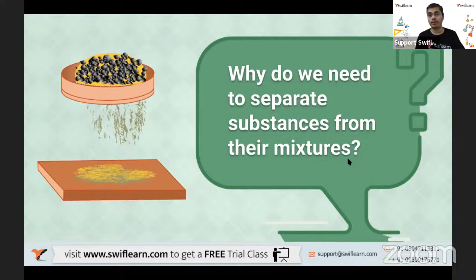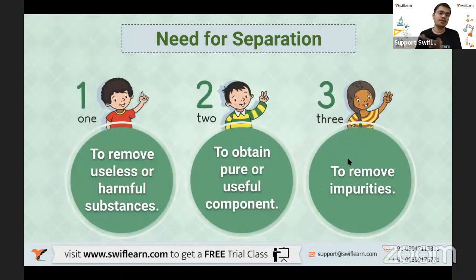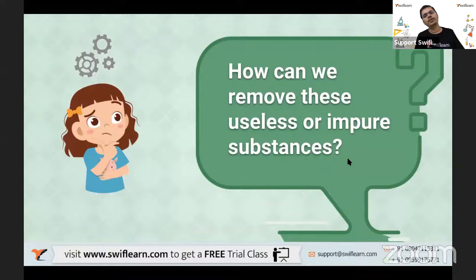I don't want impurities. So to separate the pure and impure, these are the 3 needs, or the motives, or the purposes. First, to remove useless or harmful substances. Second, to obtain pure or useful components, right? And third, to remove impurities. So these are the 3 purposes. Why do we need separation? Very good. How can we do this?